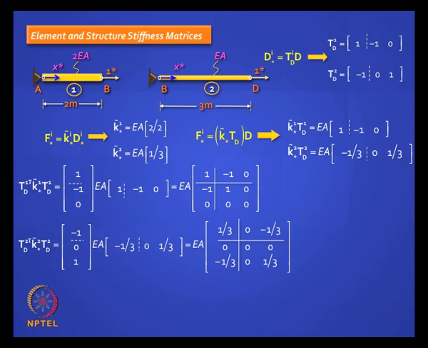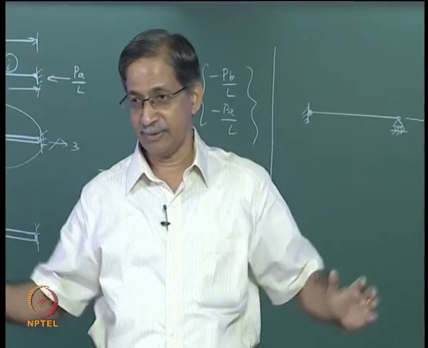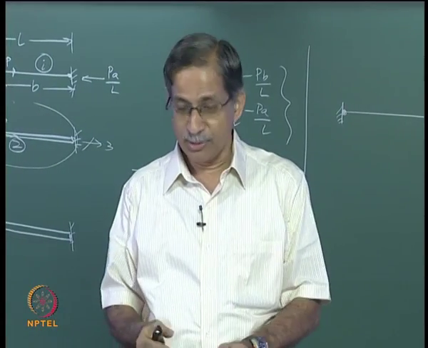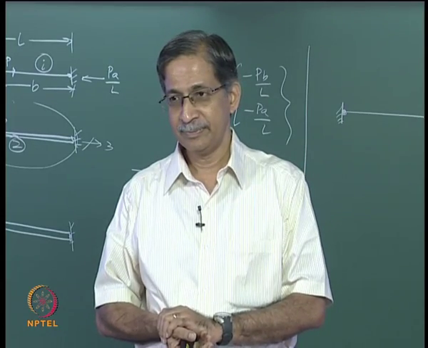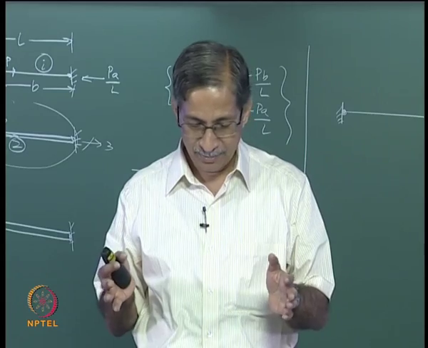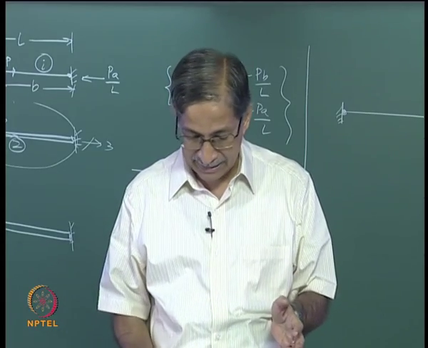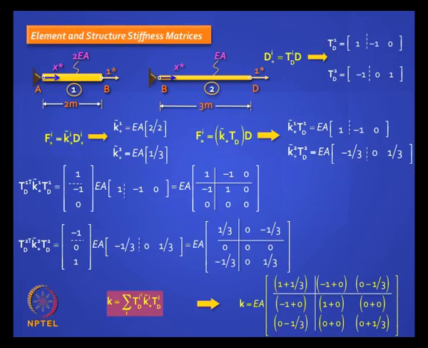You do it for 2 elements. You understand, each element is contributing to the structure stiffness matrix. So then how do I get the total matrix? Just add. I mean, you've got this contribution, add it up numerically and you will get the final matrix. Does this make sense? Very easy to do.